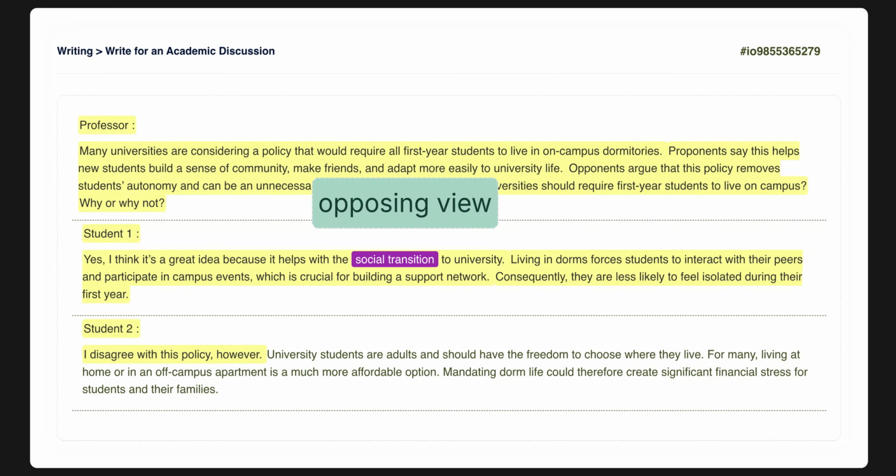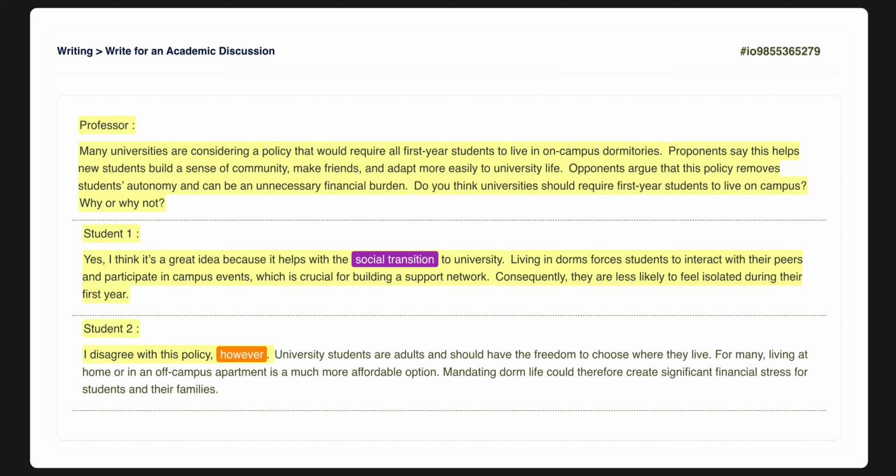Student 2 presents the opposing view. Using the word "however" clearly signals a shift in perspective from the first student. University students are adults and should have the freedom to choose where they live. The focus here is on freedom to choose. Student 2 argues that students should be treated as adults who can make their own lifestyle decisions.